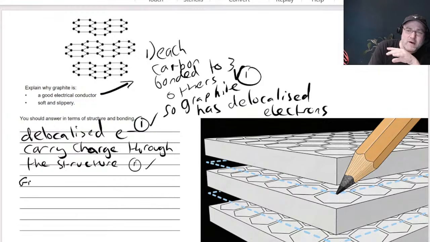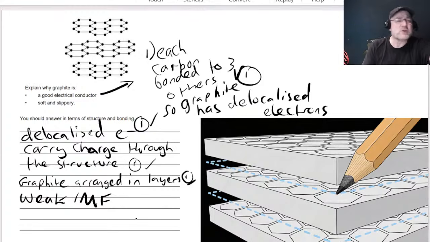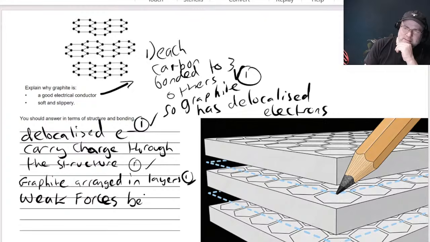Right, graphite, we need to just mention, is arranged in layers, and that is a mark just for saying arranged in layers. And then what we want to say is weak. I'm going to write IMF, but you need to write intermolecular forces. You can just say weak forces between the layers. In fact, intermolecular forces is probably allowed, but that's probably a bad thing to say because graphite doesn't contain molecules. So how can it be molecular? So let's just say weak forces between layers.